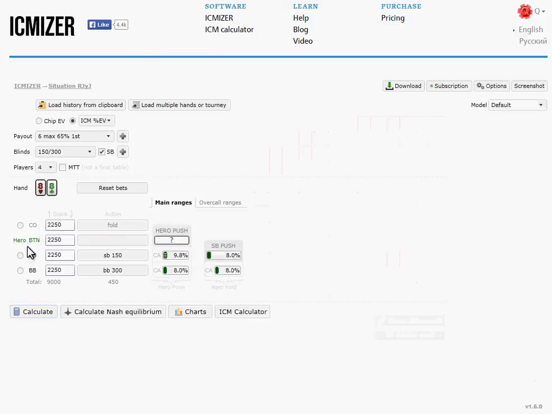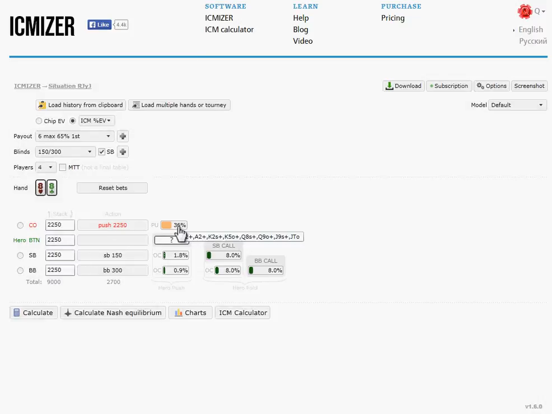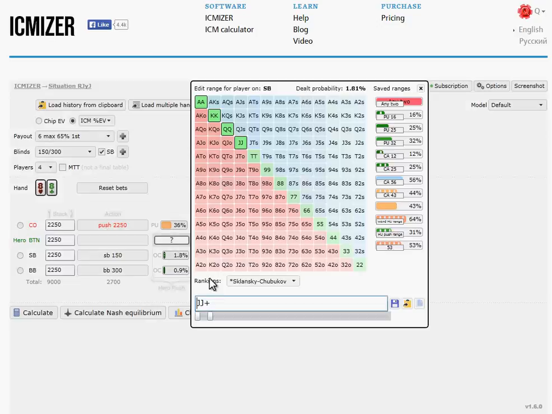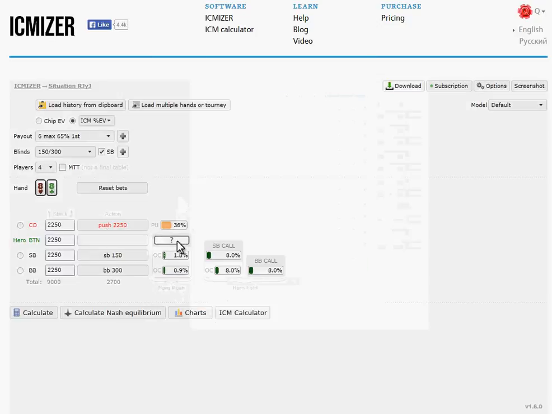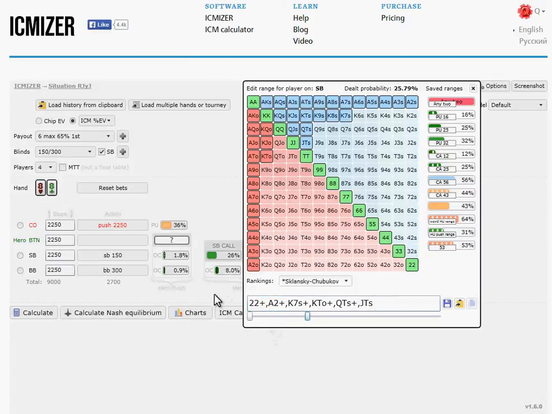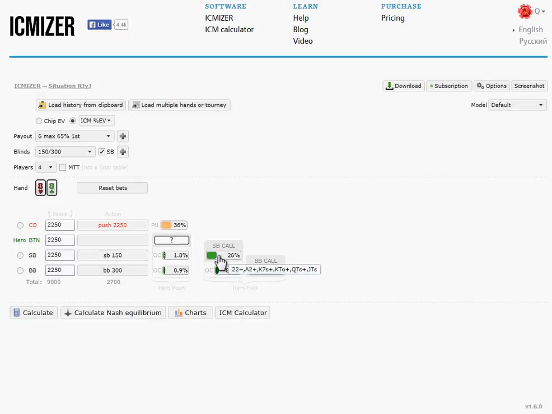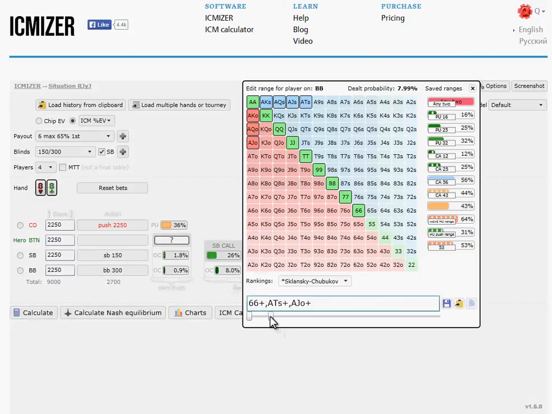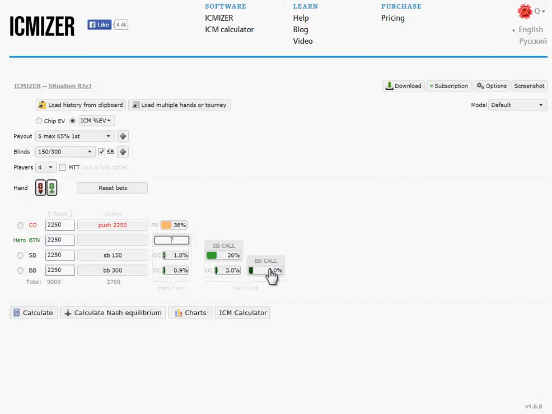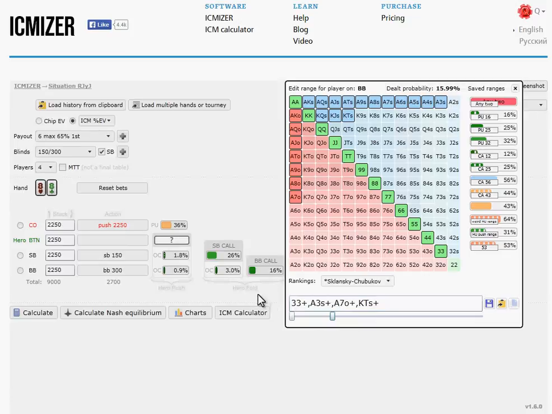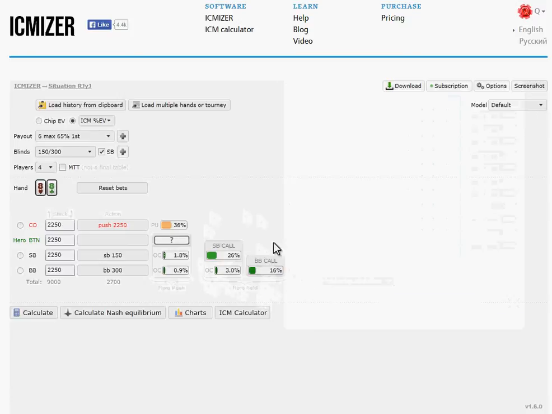For example, if hero was on the button and the cutoff would push, it would look a little bit more difficult. We can see that here we have a push for the cutoff, and we are trying to find the hero button call range. If we fold, the small blind could call with a certain range, and if the small blind calls once the cutoff pushes, the big blind could actually overcall. We need to provide that range too. And if the small blind folds, then it gets to the big blind who can call. And so we need to provide these ranges in order to get good results.